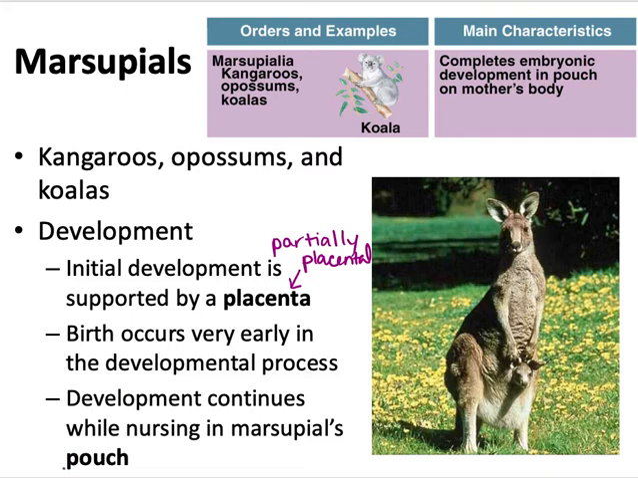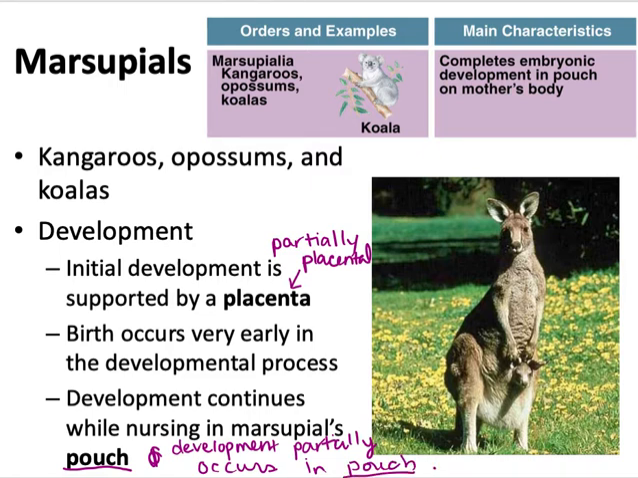And then the pouch is where development will be completed. So birth occurs very early on in the developmental process, and then the development will continue while nurturing in the pouch. So development is complete in the pouch. Which is one of the key characteristics of the marsupial, that pouch.